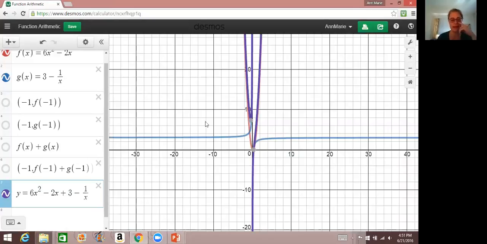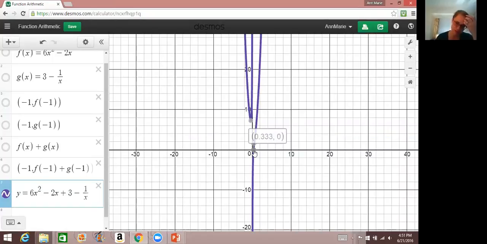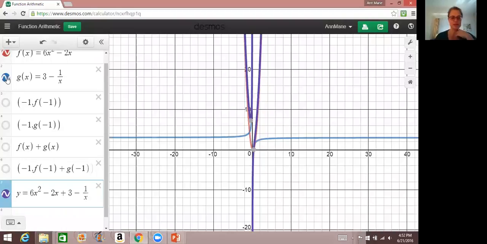So that means that Desmos doesn't do a good job with this. Wait, maybe it does. Let's see what happens if I turn off f. 0 should also not be included in the domain of f plus g. So we're going to ignore that, but really remember that x equals 0 is not in the domain of this function. Later in the class, we're going to talk about some things called asymptotes, and we'll talk more about that when this happens.